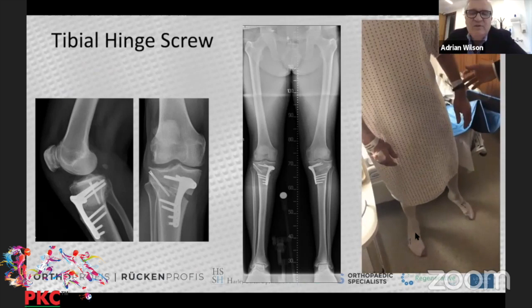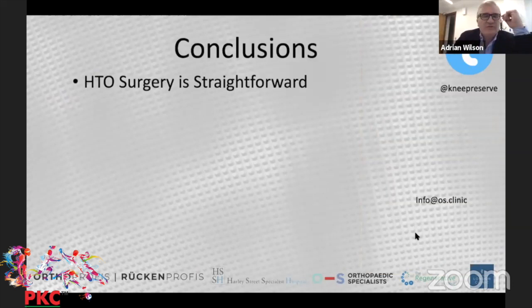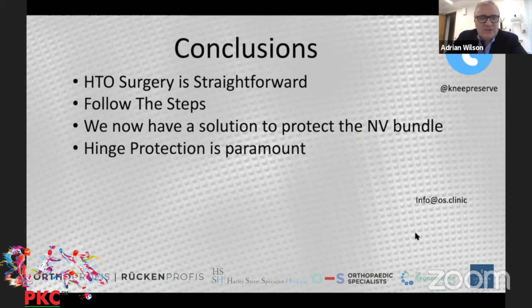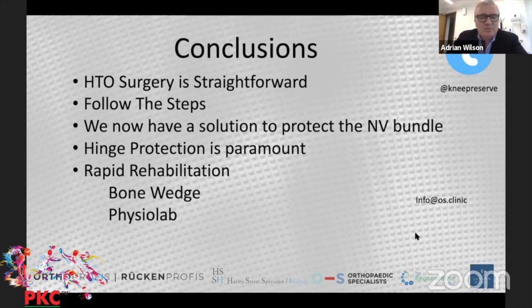So HTO surgery is straightforward, follow the steps. We now have a solution to protect the neurovascular bundle. Hinge protection, we believe, is paramount. It's going to be a focus now for osteotomy. Rapid rehabilitation can be achieved with this, as well as by using a bone wedge and a physiolab cryotherapy device.